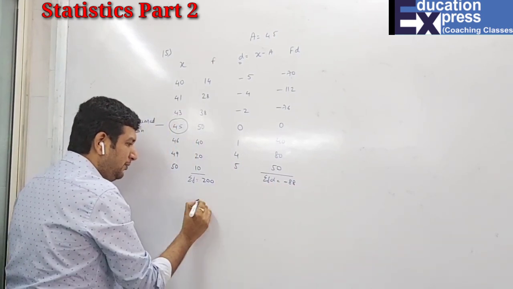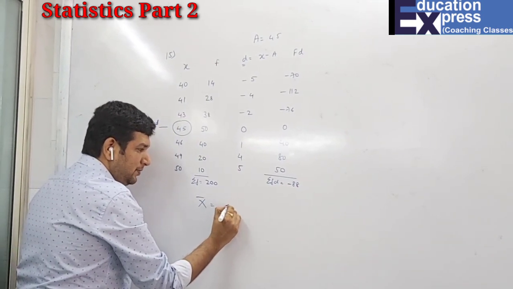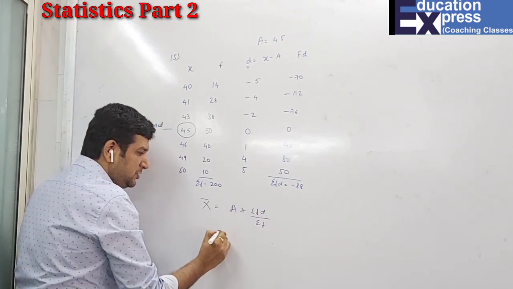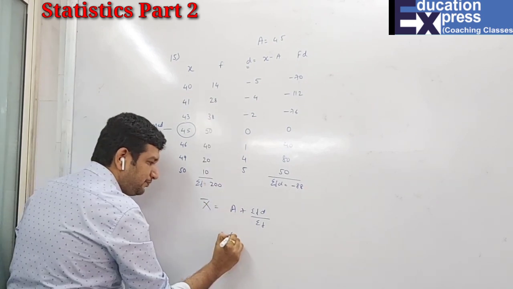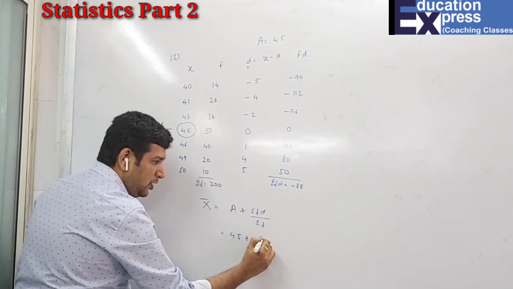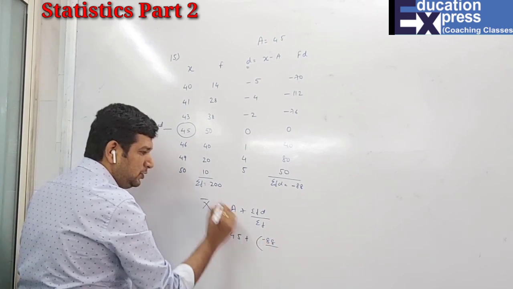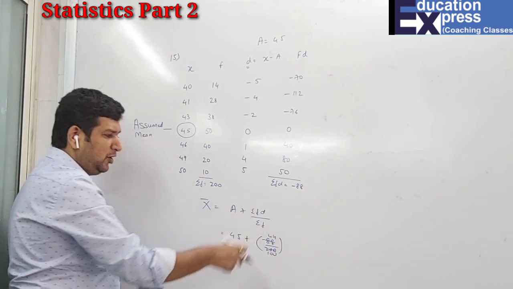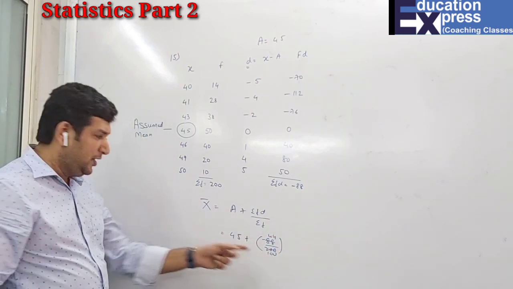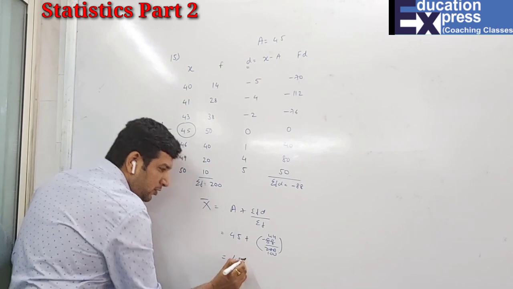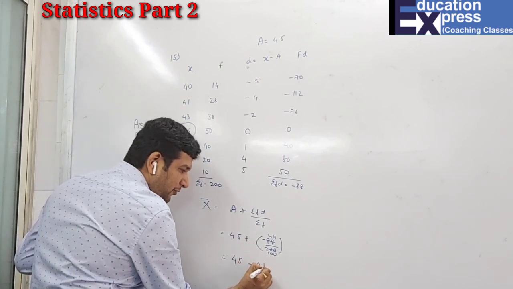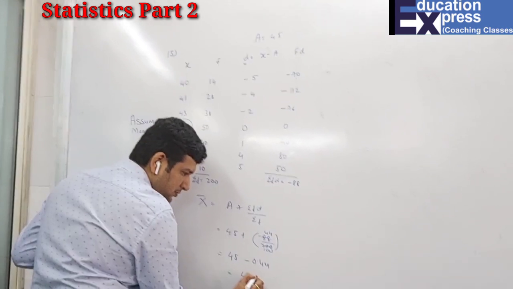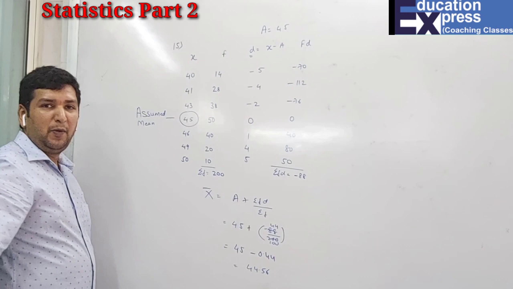Now the formula for the mean will be assumed mean plus sigma fd upon sigma f. What is your assumed mean? 45 plus, what is your sigma fd? Minus 88 upon 200. So 2s are 44s are. Further, obviously, it does not cancel because you have 0 in the denominator. So simply 45 plus minus is minus 0.44, that is 44.56 is the answer.